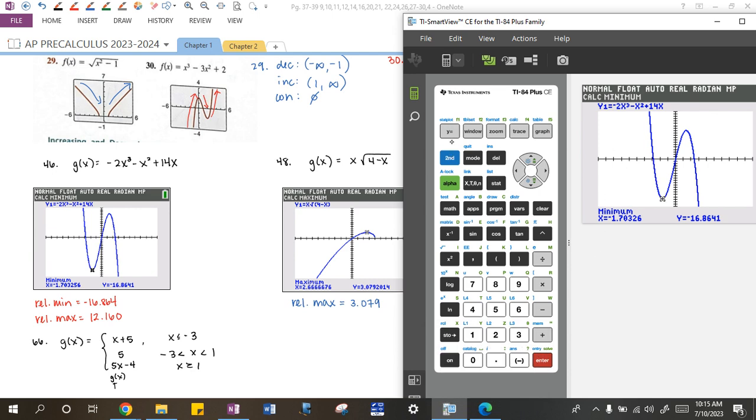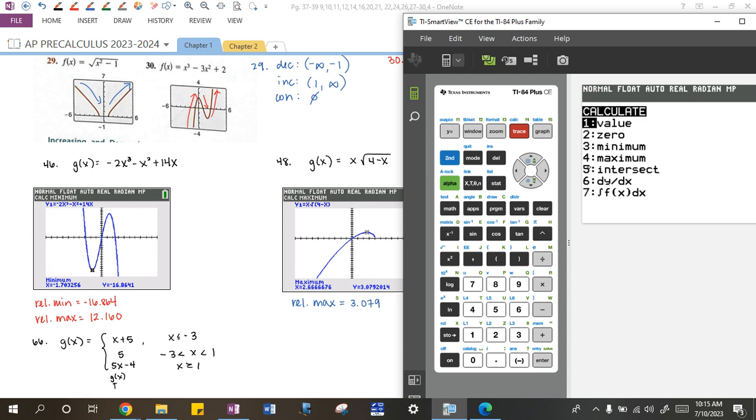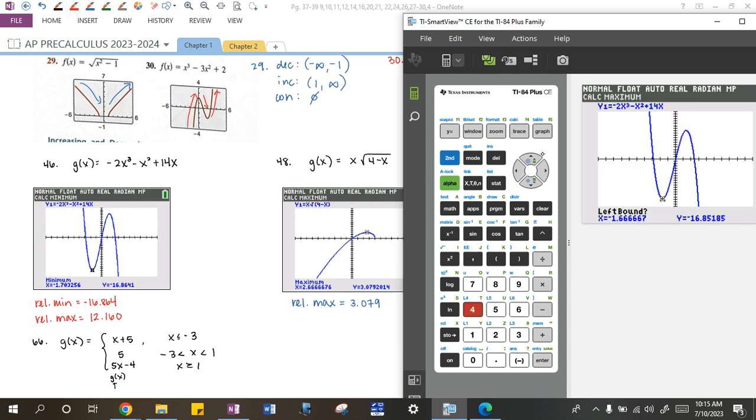And then for the maximum, you go to second trace, choose option 4, maximum. Get your cursor over here. I try to be kind of close to the point I'm finding. It doesn't really matter. Left and then right, and then yes. So the relative max is 12.160.